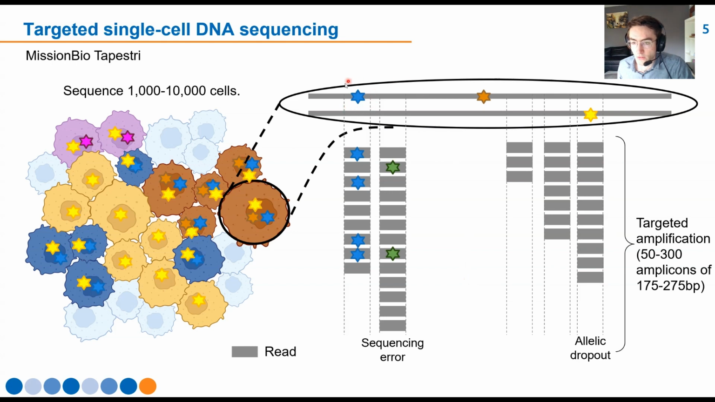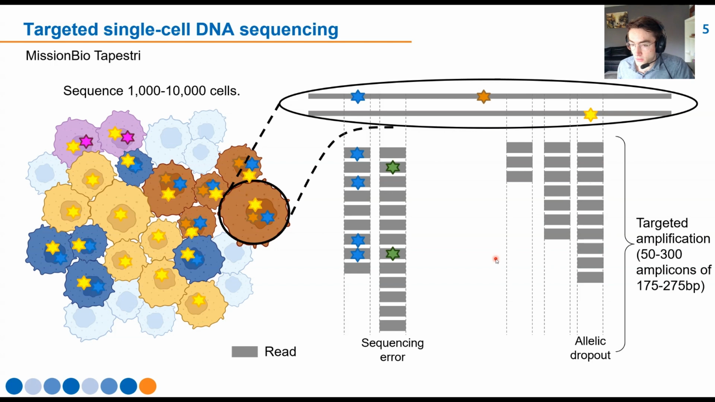Ideally, what we want is that if we have one heterozygous mutation, we find reads which have the mutation, as well as reads which don't have the mutation. But we can also have sequencing errors, where we find some mutations in some reads, even though there is no mutation in the actual tumor genome. And we can also have allelic dropouts, which is very common in single-cell sequencing. This is when only one of the two alleles was amplified. So for example, here we might miss this yellow mutation.